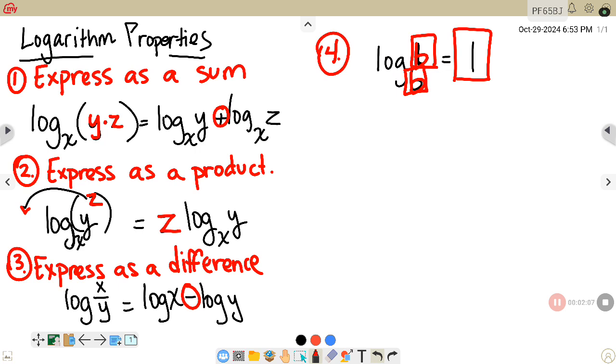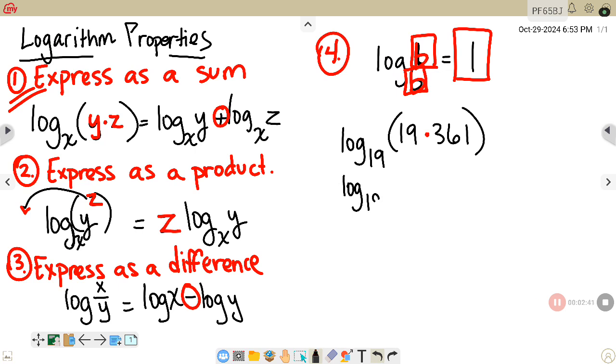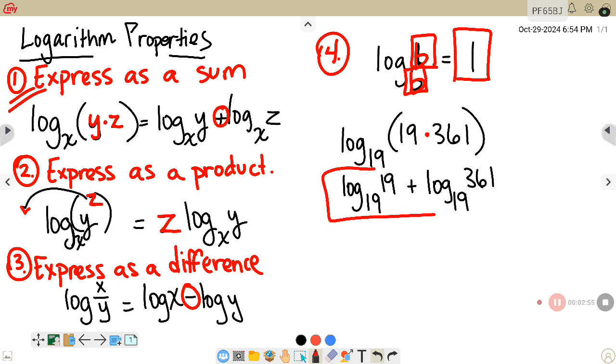to work some problems. Example, log base 19 of 19 times 361. It wants me to express this as a sum of logarithms since it's being multiplied. Looking at rule number 1, that's how you would express that as the sum of those logarithms. You're going to have log base 19 of the first factor, which is 19, plus log base 19 of the second factor, which is 361.